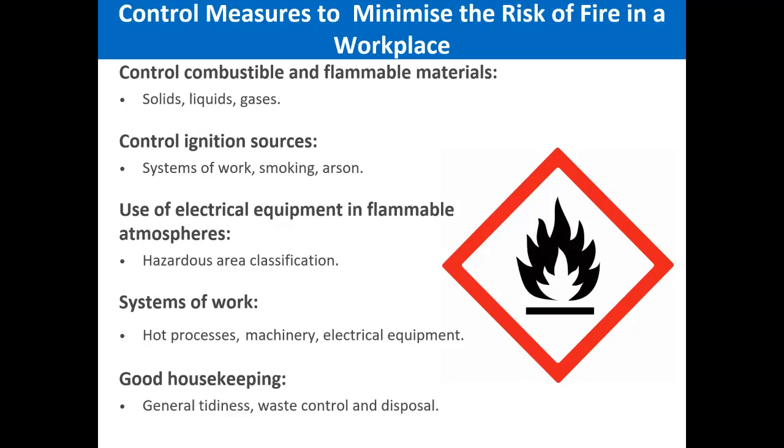So you need to control the sources of ignition, provide a safe system of work, have a smoking policy, and install CCTV to control arson. So these are the control measures that you can use to control the ignition sources and prevent a fire. Then use of electrical equipment in flammable atmosphere. That is another cause of fire.